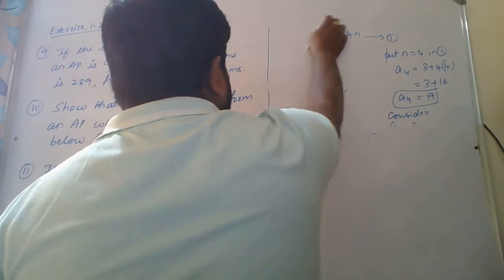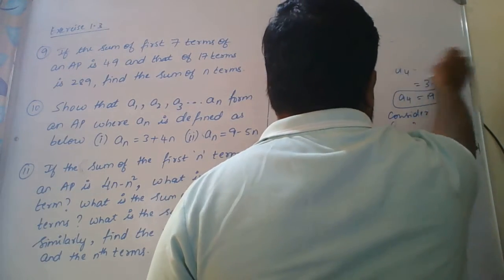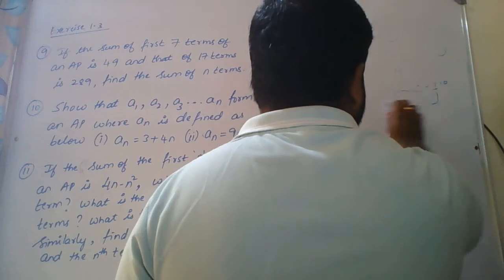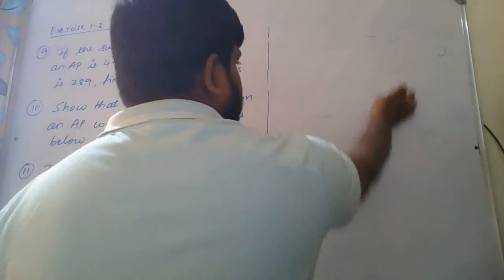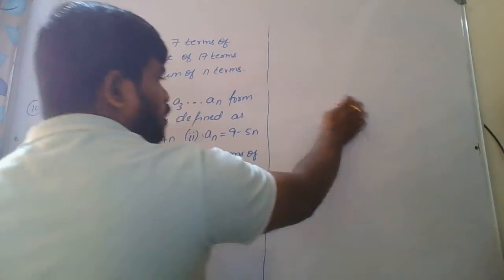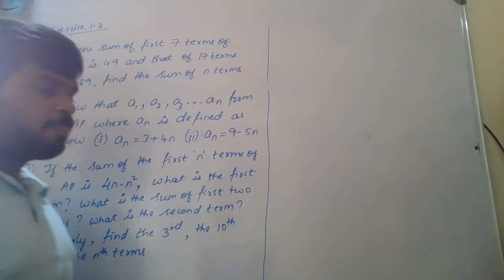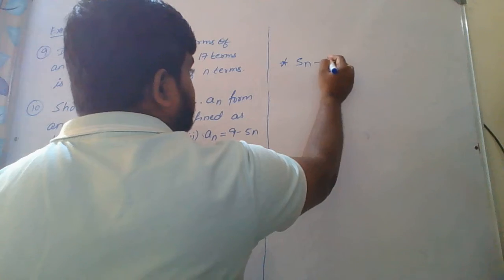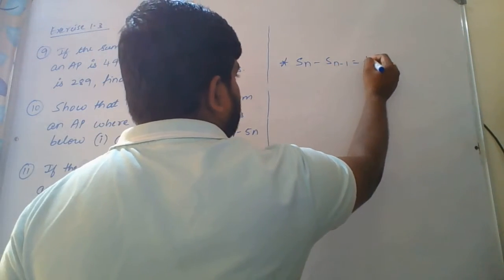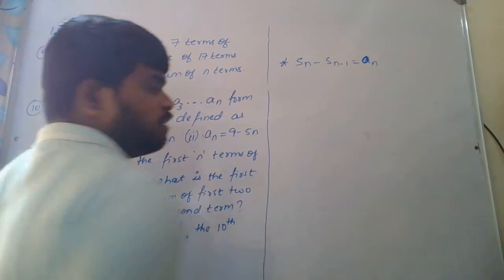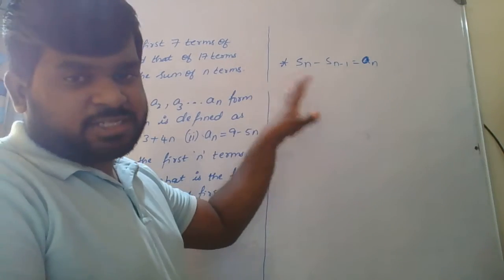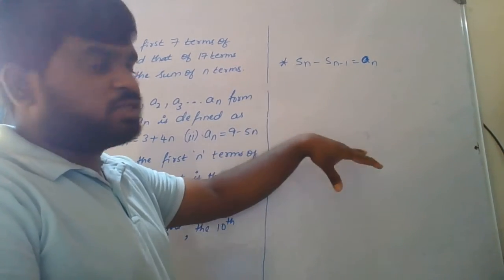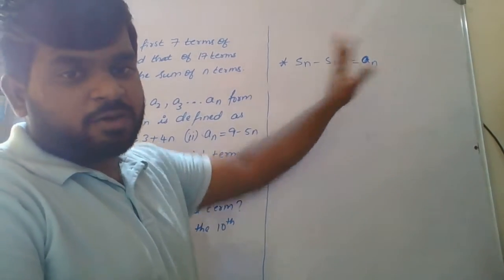So basically there is a formula. Let's discuss that formula, then we'll get into this problem. The formula is, you can note down this formula, Sn minus Sn minus 1 equals An. That is, if you subtract the sum of first n minus 1 terms from the sum of first n terms, you get the nth term.